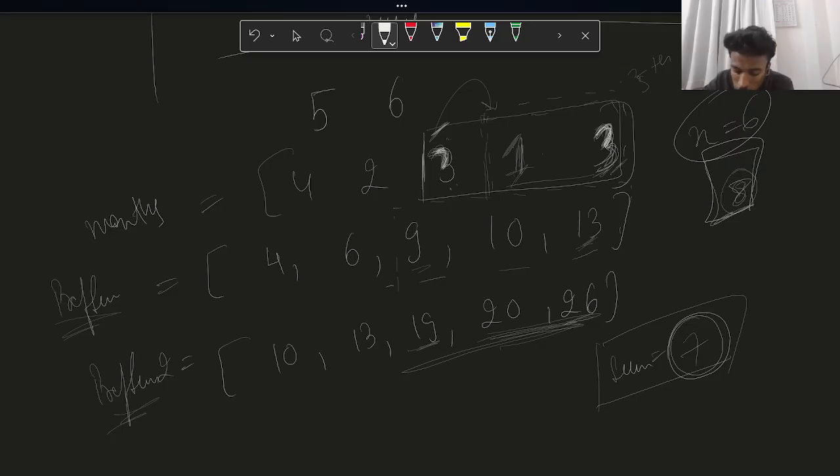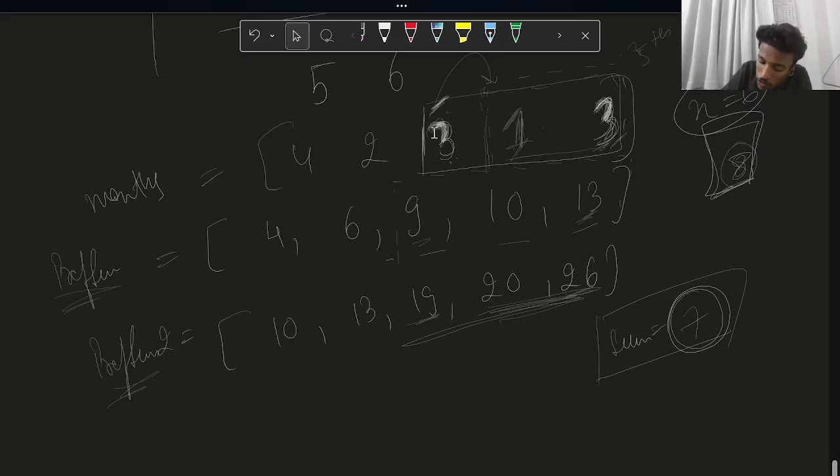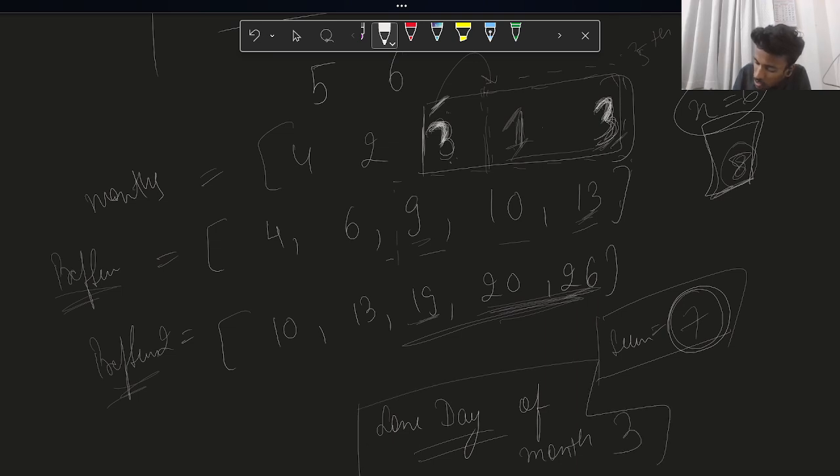But this does not contain the sum that we'll get when we visit on some day of month 3. We don't know what day that would be. So some day of month 3, we wanted to visit. Now we want to calculate what that day would be. In total, there were 6 days. 4 are used here. So how much remains? 2 days remain.